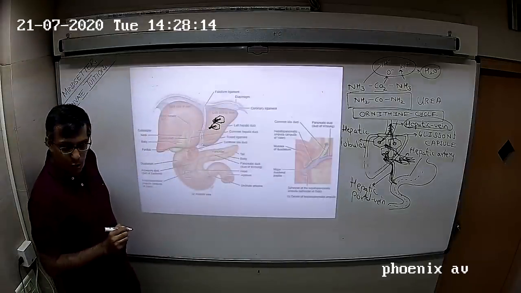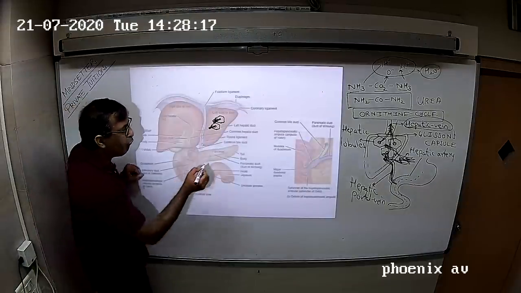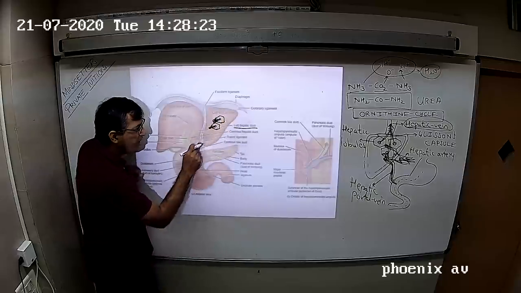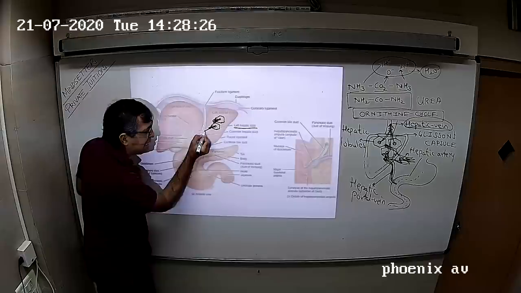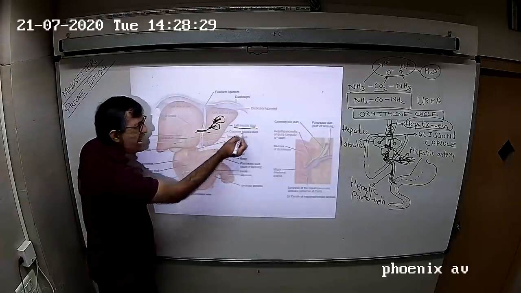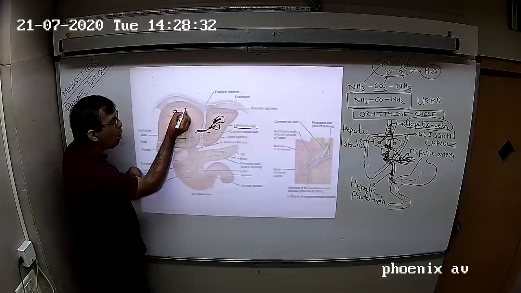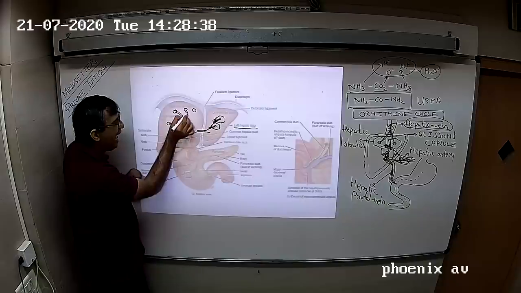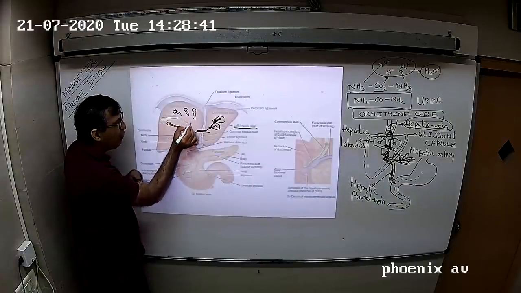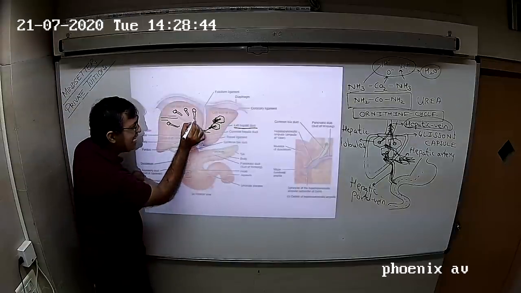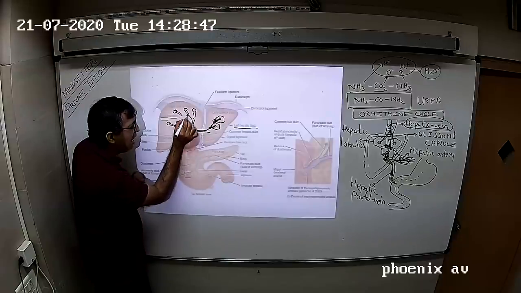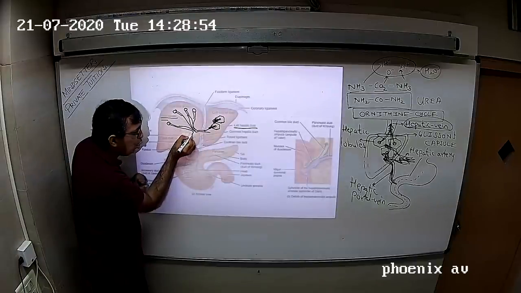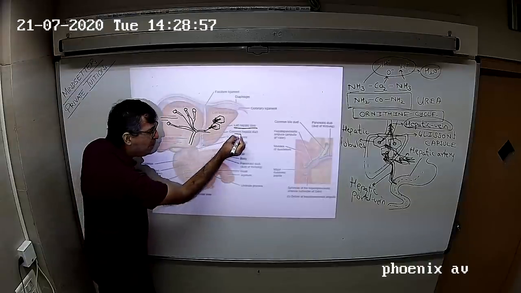Bile ducts unite together to form something called the left hepatic duct. From the left lobe of the liver, all the bile enters into ducts, which are called left hepatic ducts. Similarly, from all portal areas, bile passes into a duct, which is called the right hepatic duct. And from the left hepatic duct and right hepatic duct, all the bile will now enter into a duct, which is called the common hepatic duct.